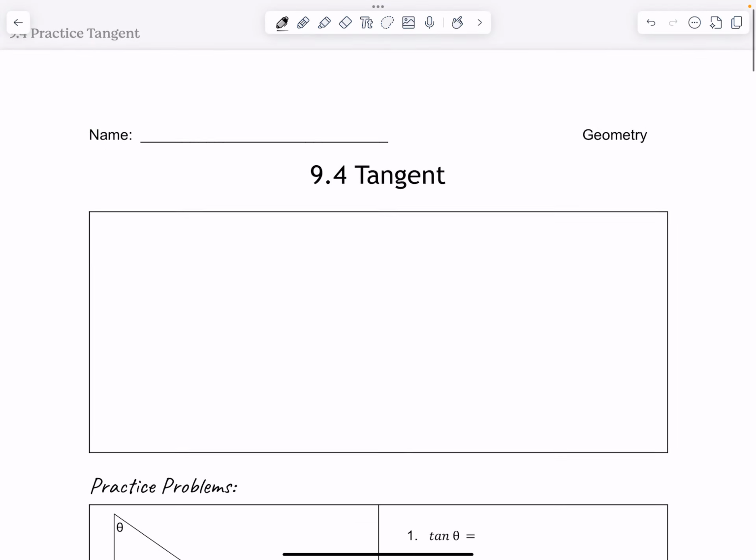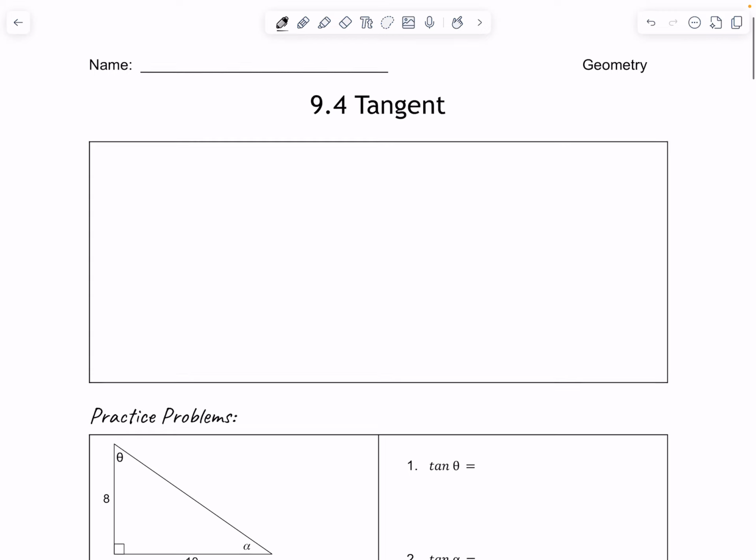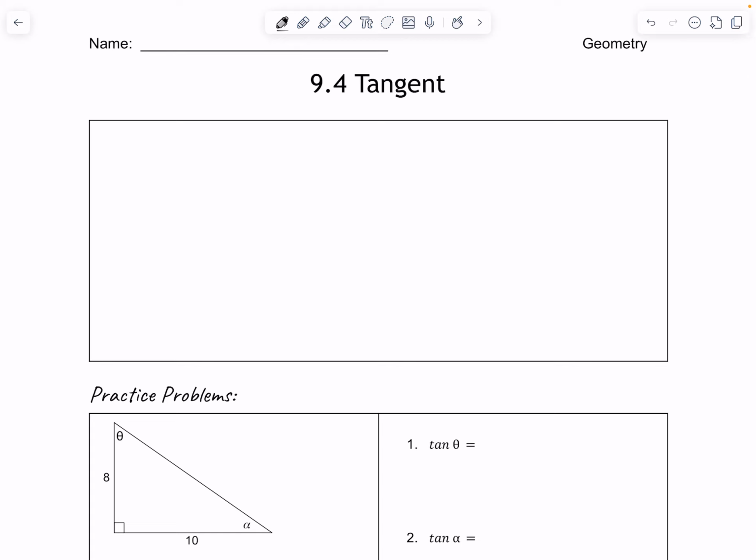In this video, I'm going to go over the tangent ratio. This is something we've already discussed before these notes, but we're just going to focus on the trig ratio tangent. So I'll draw a right triangle. There's my right angle, and I'll just use this as my theta.